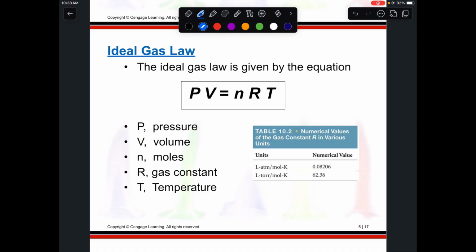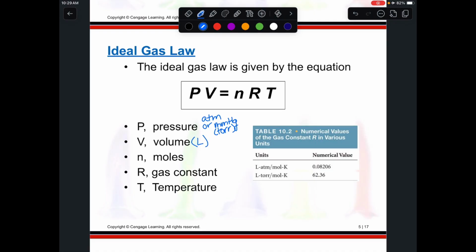So P is obviously pressure, and pressure has 2 unit options. It can either be ATM or it can be millimeters of mercury. Or it actually could be torr, because torr and millimeters of mercury is a 1-to-1 relationship. Now, I'll tell you when you can use either one of these, but keep those in mind. So if you're in pascals or you're in bar, you have to convert to either ATM or millimeters of mercury.